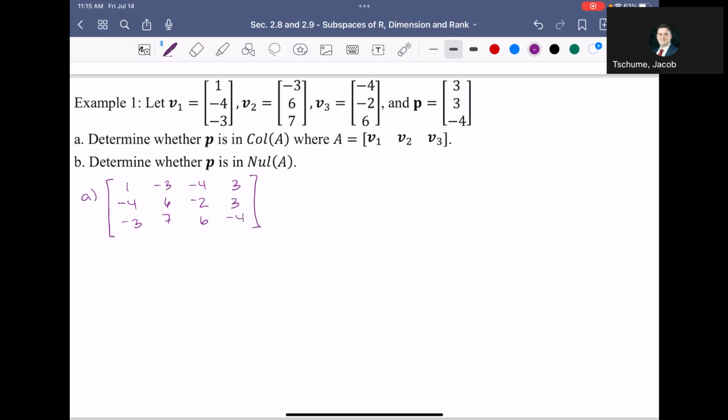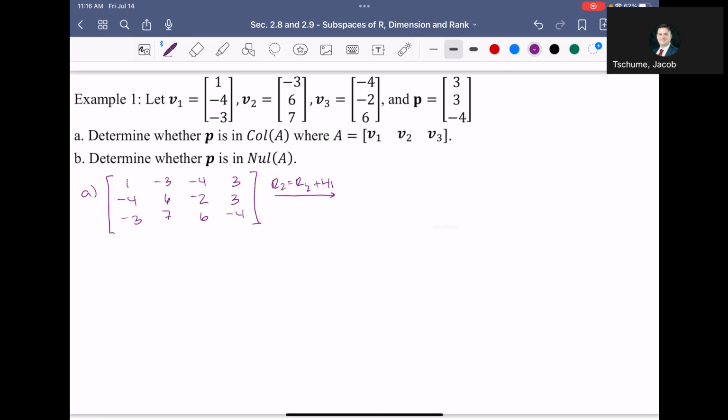Now, we don't care what the answer to this augmented matrix is. The question is, is it a solution? Can P be a linear combination? So you just have to verify that as long as it's consistent, you're good to go. So my thought is let's put this in echelon form, and that should be enough for us to solve this. To do that, I'm going to take row 2 and add 4 row 1s, and I'm going to take row 3 and add 3 row 1s.